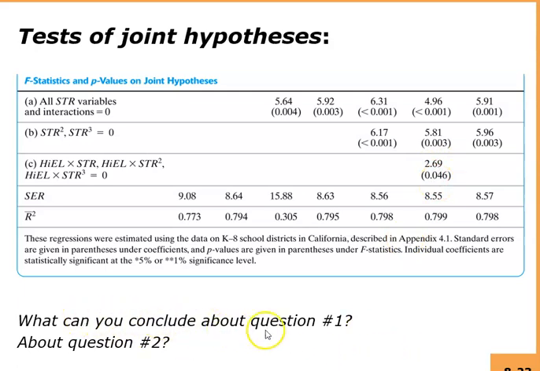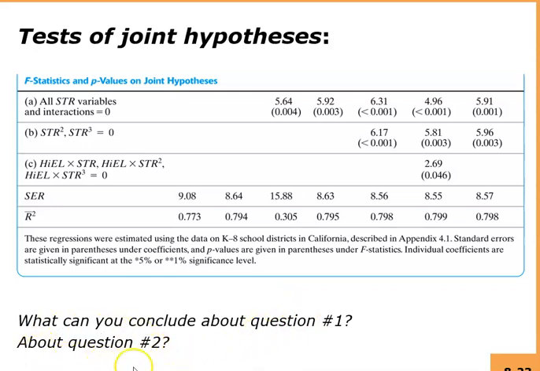So what can we conclude about question 1 then? We can conclude that since we reject the null hypothesis that both of the nonlinear terms are equal to 0, it means that there is presence of nonlinearities in the relationship between student-teacher ratio and test scores.